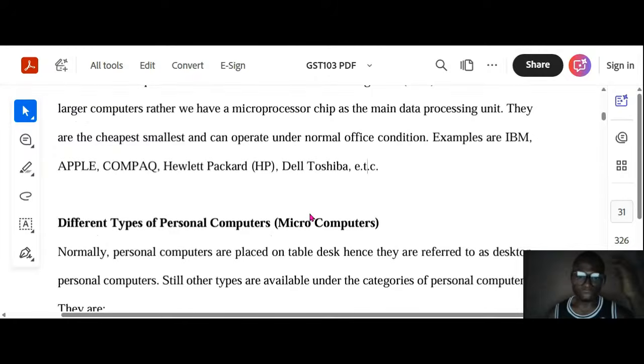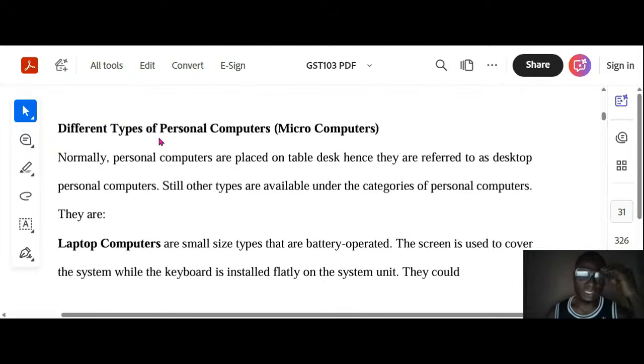Okay, so we have the Dell, the Toshiba. Now, different types of personal computers, which are the microcomputers. In other words, the personal computers fall under microcomputers. Now, normally, personal computers are placed on a table or desk, hence they are referred to as desktop personal computers. Still, other types are available under the categories of personal computers.